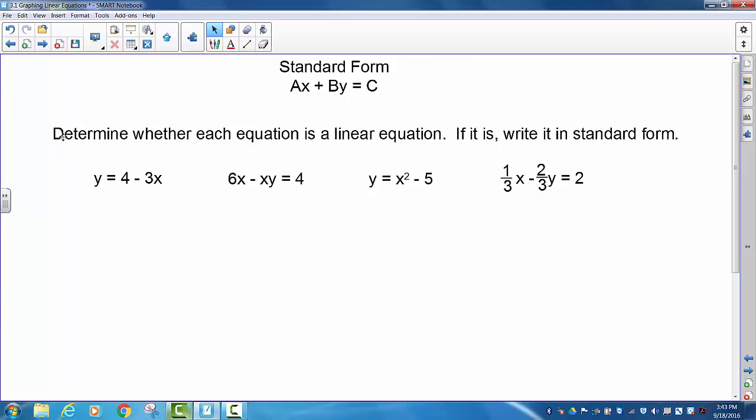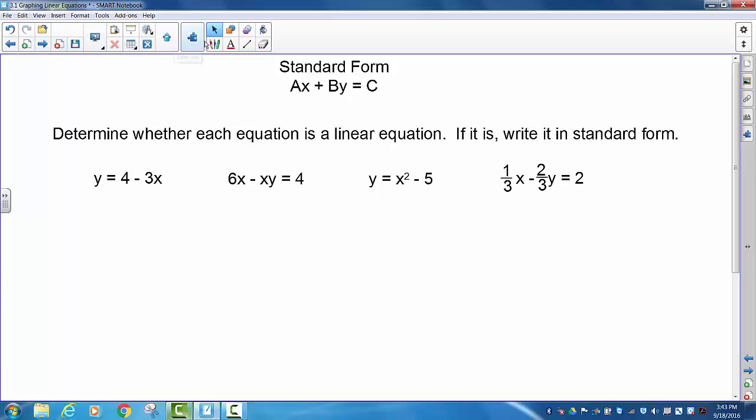So, determine whether each equation is a linear equation. If it is, write it in standard form. Alright, this first one here. Remember, it's got to be ax plus by equals c. Does it have an ax in there? Yes, negative 3x is right there. Does it have a by? Yeah, there's a 1y. That's what we need to have. And does it have a constant? C, 4. Yes, it does.